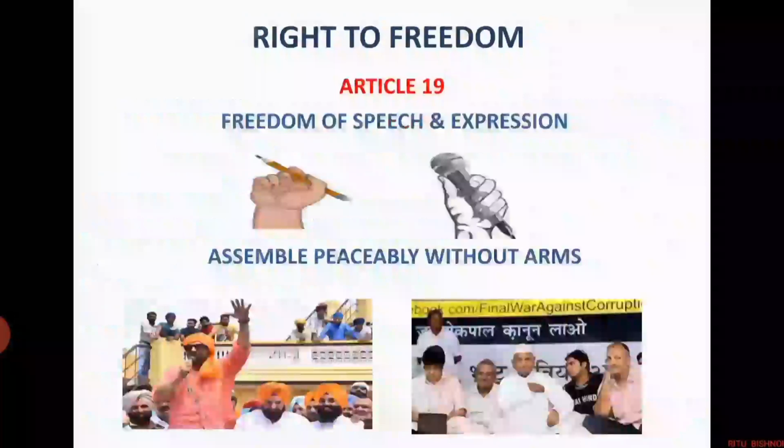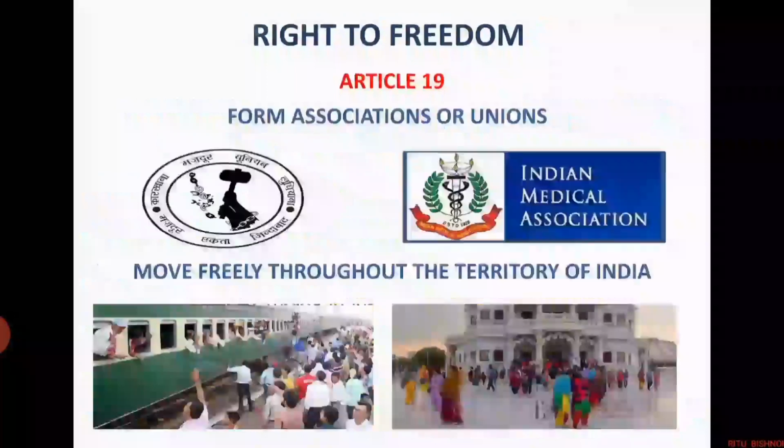This right includes the right to hold public meetings and to take out processions. The third freedom under Article 19 is the freedom to form associations or unions for a lawful purpose. For example, trade unions, political parties, or clubs. Next is the freedom to move freely throughout the territory of India. The right includes not only visiting places, but changing the place where the individual resides or works.